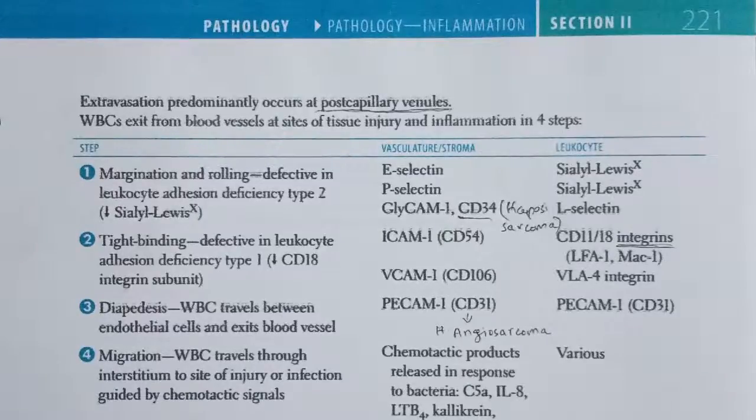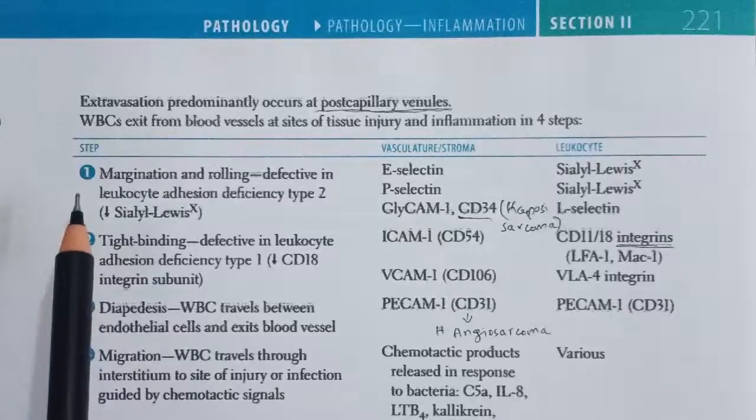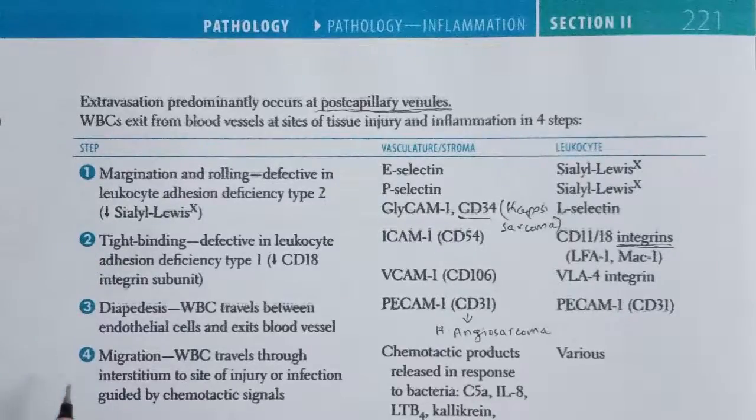When we do a CBC, we just see the circulating pool. The steps we need to know: there are in total 4 steps. The first step is margination and rolling. Second is tight binding. Third is diapedesis, and fourth is transmigration.